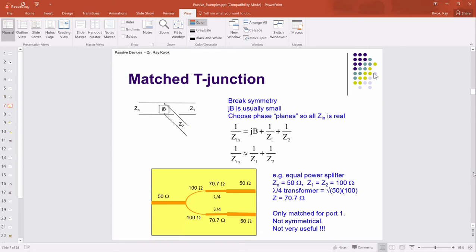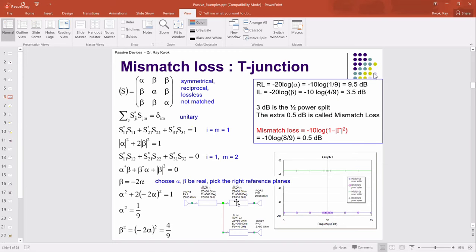So how can we make it so all 3 ports would be matched? Well, you have to break the symmetry. Here we are assuming 3 ports are reciprocal, symmetrical, and lossless. So you have to break it so that it would be asymmetrical. That means it works for one direction and not the other directions. Or you make it lossy.